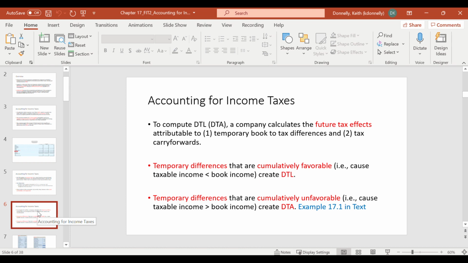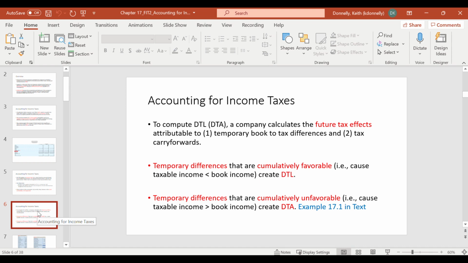Now, to compute a deferred tax asset or liability, a company calculates the future tax effects attributable to temporary book-to-tax differences and tax carry-forwards. To the extent our temporary differences are cumulatively favorable, that is to say, in the current year it causes taxable income to be less than book income, we're going to have a deferred tax liability. Likewise, to the extent temporary differences are cumulatively unfavorable, that is to say, in the current year it causes taxable income to be greater than book income, we're going to have a deferred tax asset.